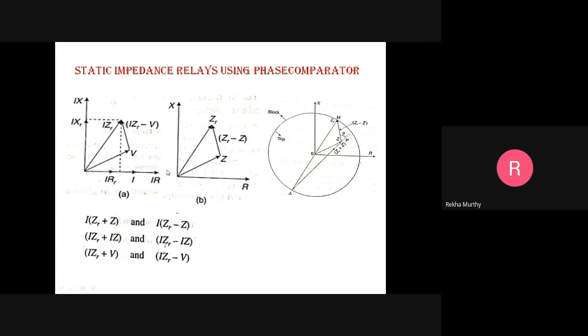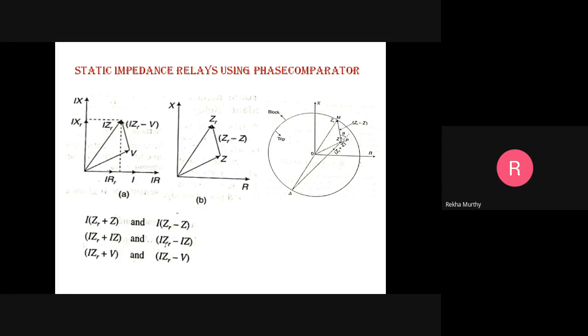For example, if the point P, this is a fault point P, lies within the circle, that is, when theta lies within the circle, it is less than 90 degrees. If P falls outside the circle, then theta will be greater than 90 degrees.